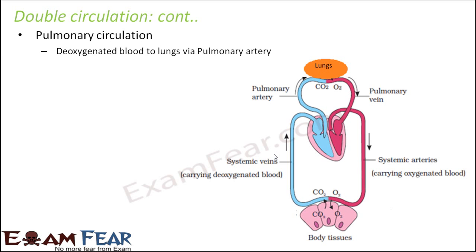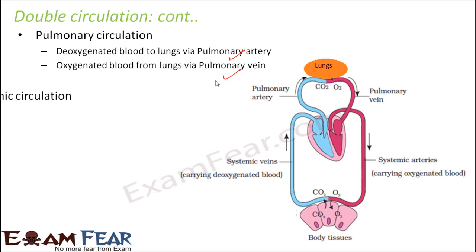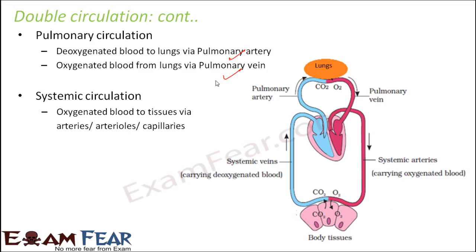So in pulmonary circulation, as we said, deoxygenated blood flows to lungs via pulmonary artery, and oxygenated blood flows from lungs via pulmonary vein. So this is the medium through which the blood flow takes place. Similarly, in systemic circulation, oxygenated blood goes to tissues via arteries, arterioles and capillaries, and deoxygenated blood comes from tissues via venules, veins or vena cava. We have already discussed all these things in detail in our previous videos.